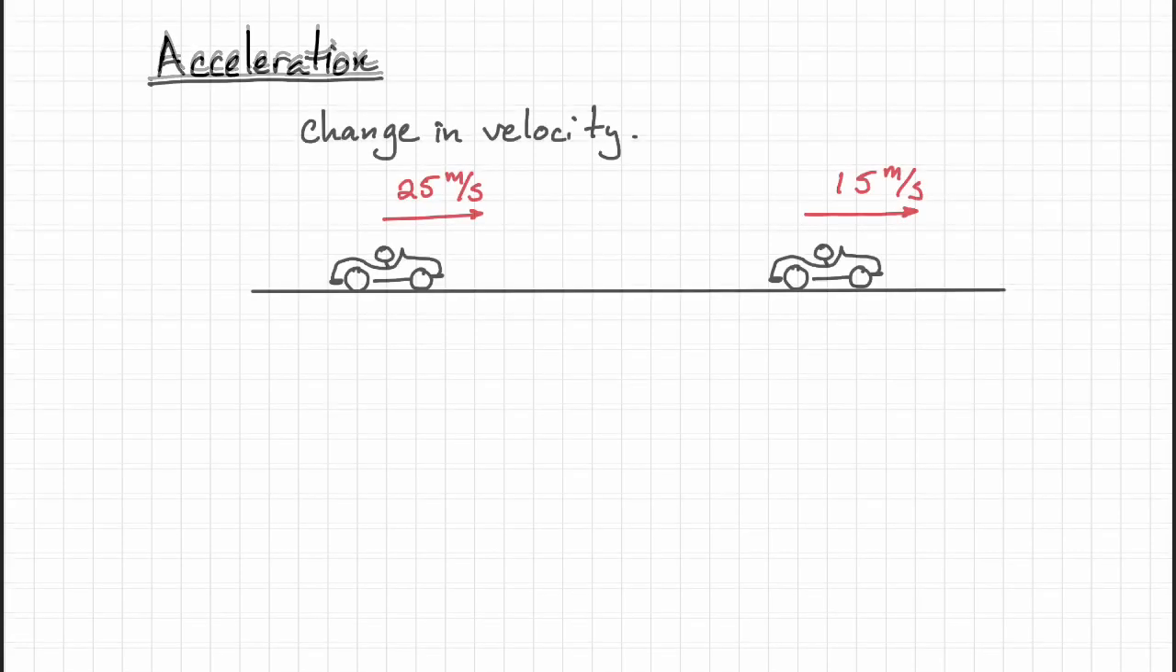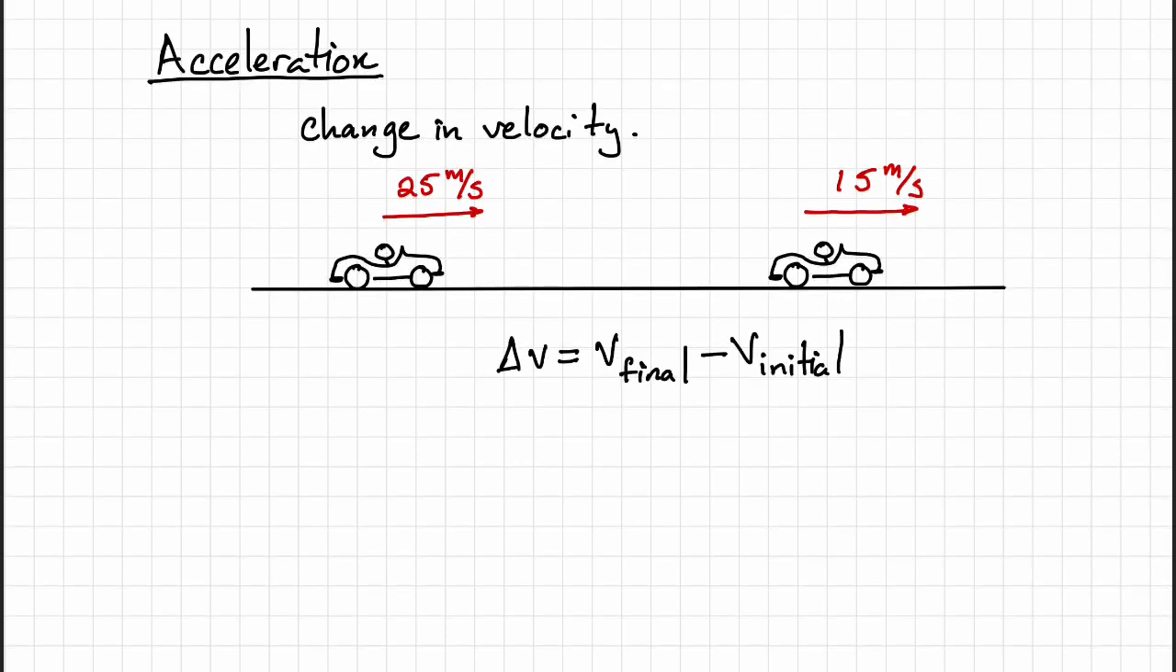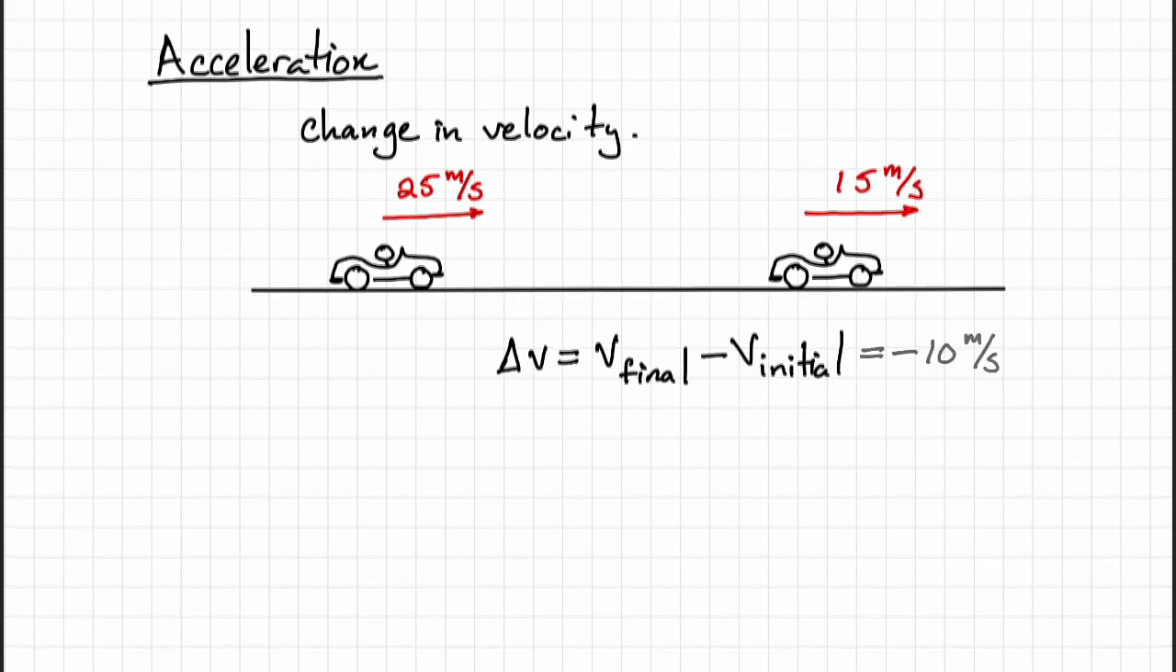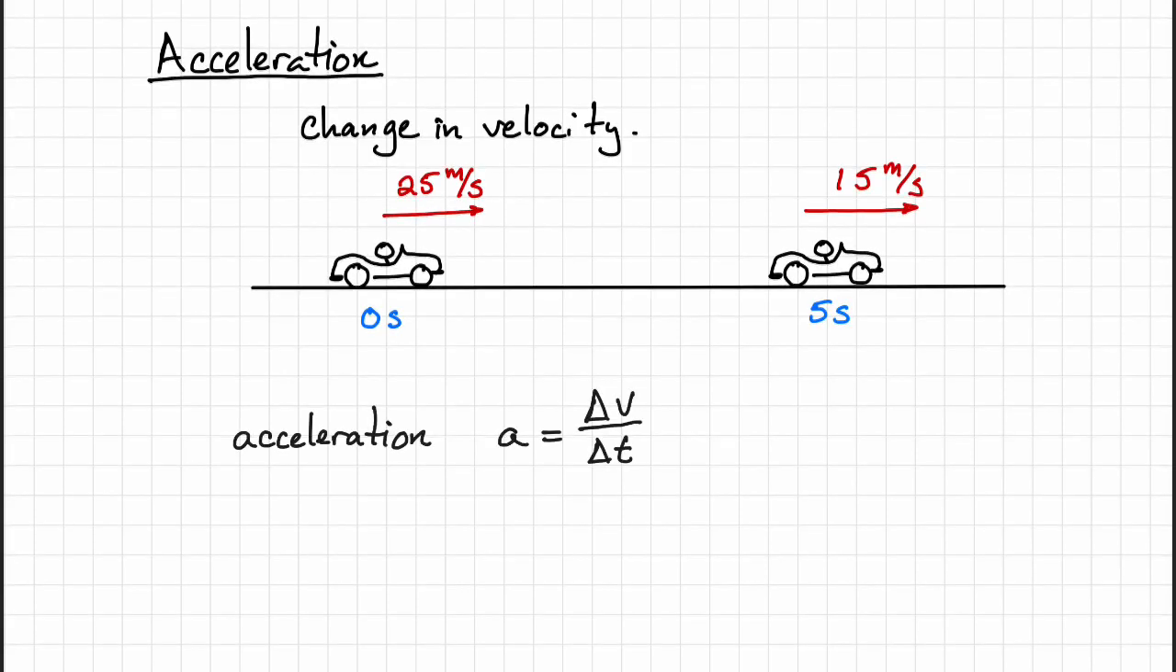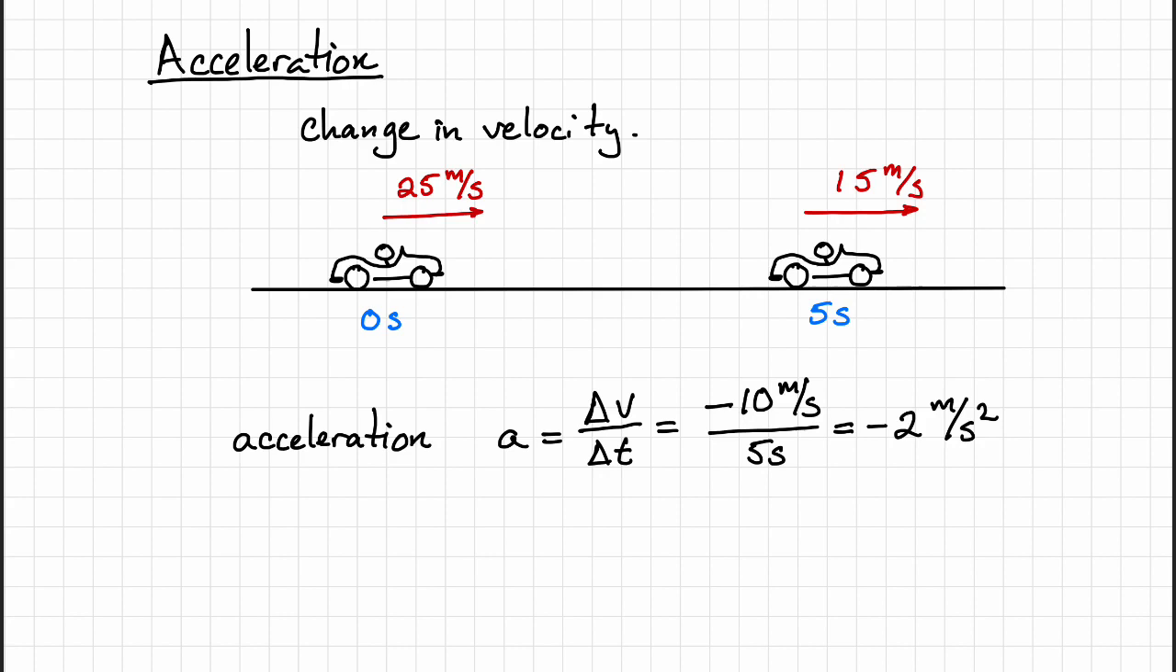To talk about acceleration, we have to talk about a change in velocity. This car slows down from 25 meters per second to 15 meters per second. The change in the velocity is negative 10 meters per second. At 0 seconds, the car's velocity is 25 meters per second. At 5 seconds, it's 15 meters per second. The acceleration of the car is the change in velocity over this change in time, or negative 2 meters per second squared.